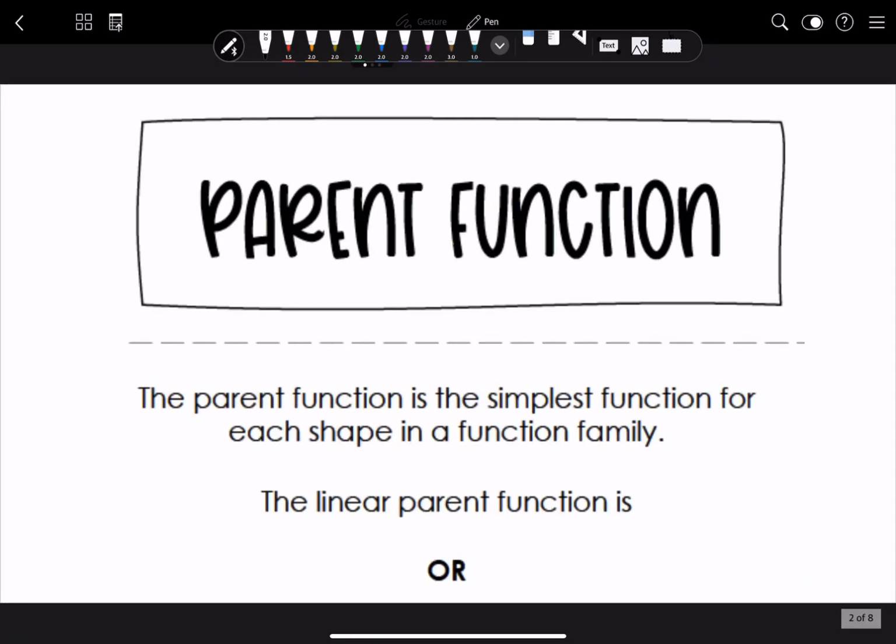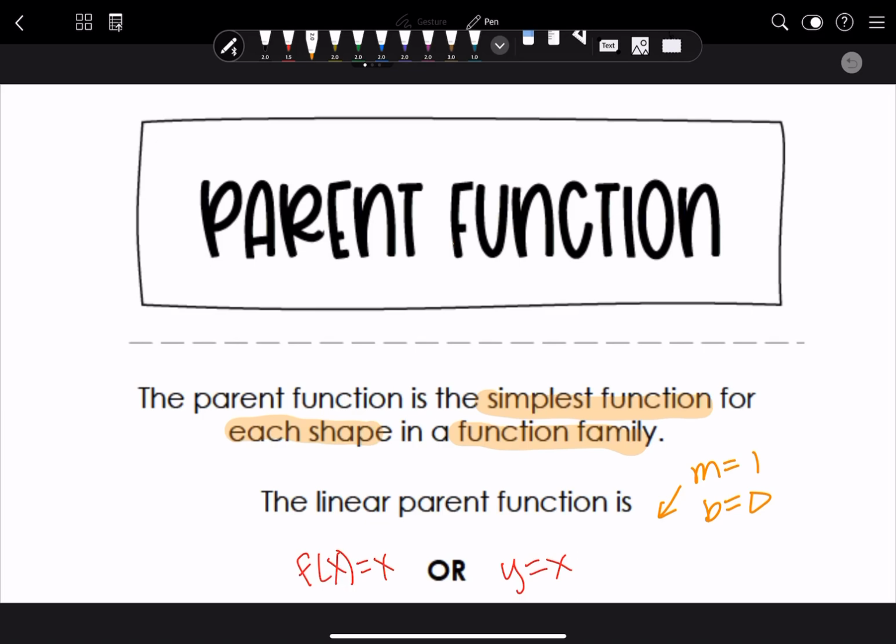So you'll want to recall that the parent function is the simplest function for each shape in a function family. Now, our linear parent function is f of x equals x, or y equals x. And I want you to remember that the slope for this is 1, and your y-intercept for this is 0.